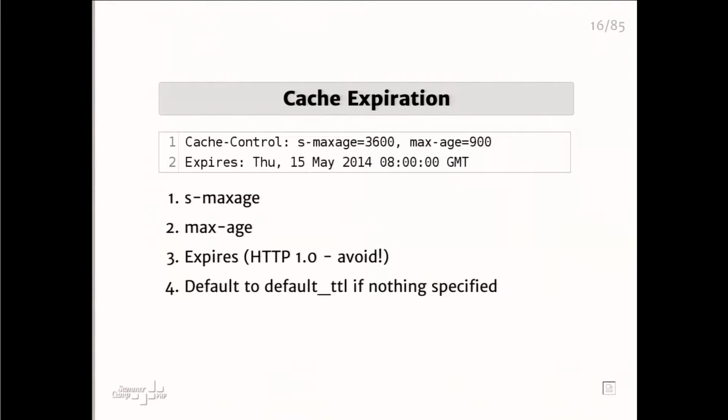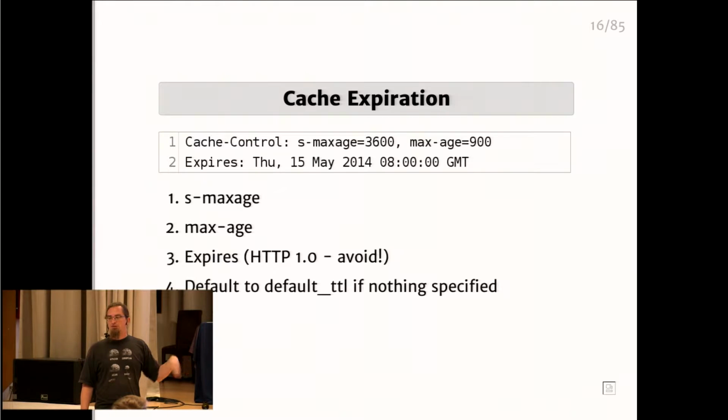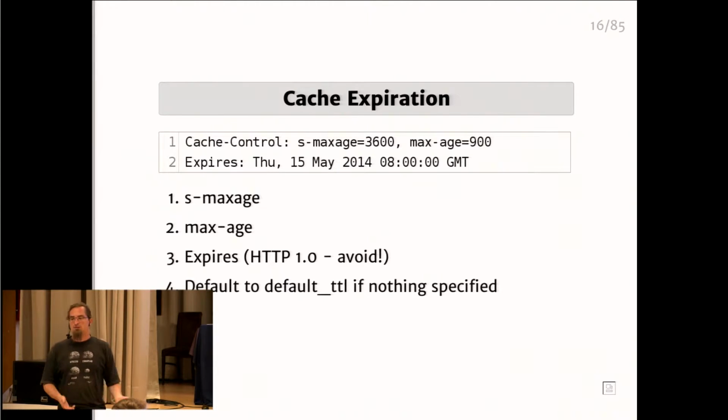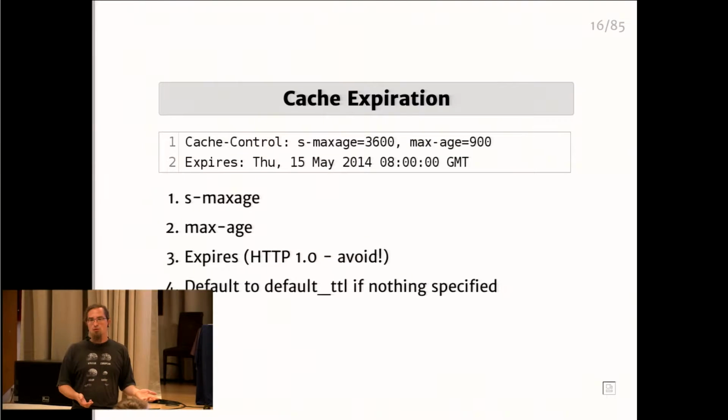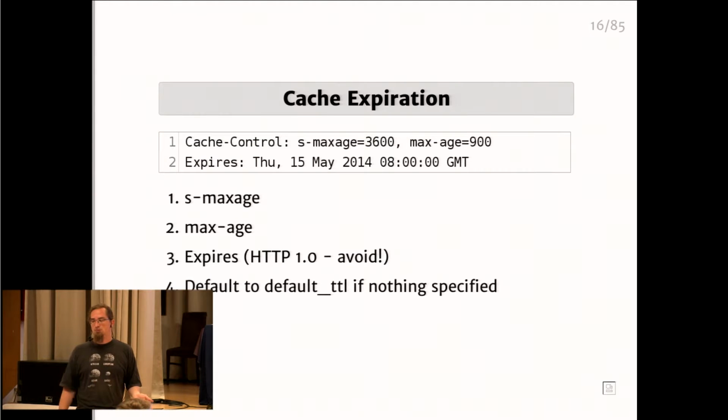And Varnish is following this order of looking at the response to decide on caching. If it sees there is smax age, it takes that. If there is max age only, it will take that. And if there is an expires header but no cache control header, it will use that. But as said, you shouldn't really use that if you can ever avoid it.